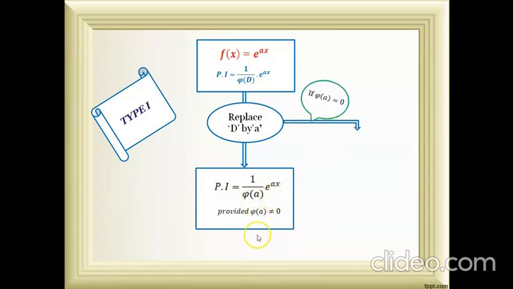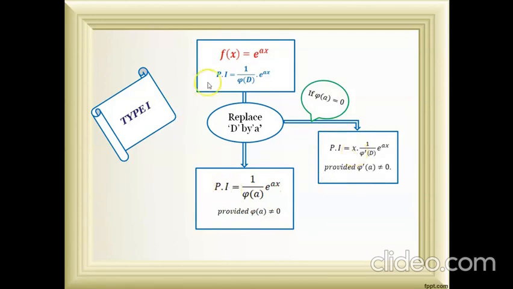Otherwise, suppose the denominator value is 0, then we multiply by x in the numerator and differentiate the denominator with respect to capital D once. After that we make the same replacement of D by a. This is applicable only if phi dash of a is not equal to 0. Otherwise, we continue the same process till we get a non-zero constant value in the denominator. Finally, we have the answer without D.